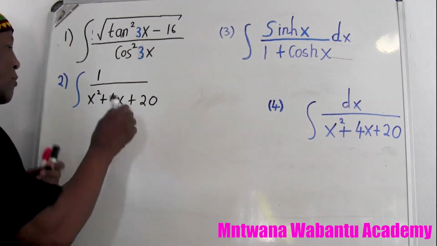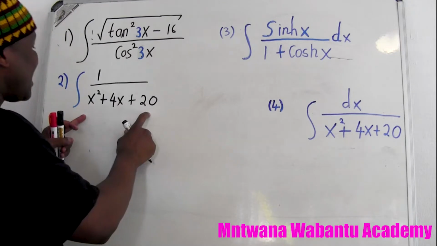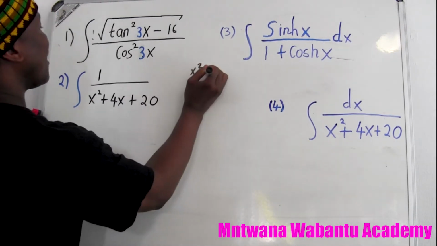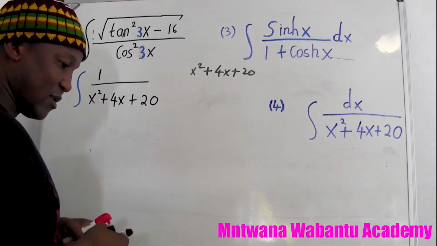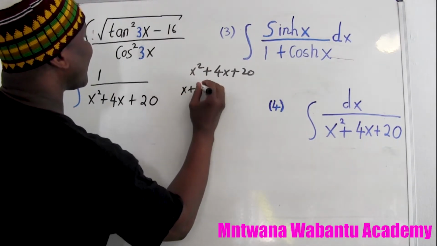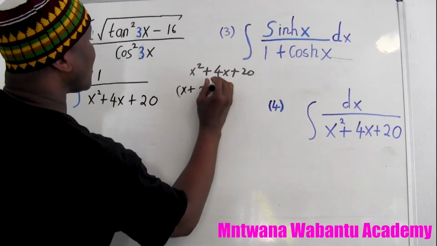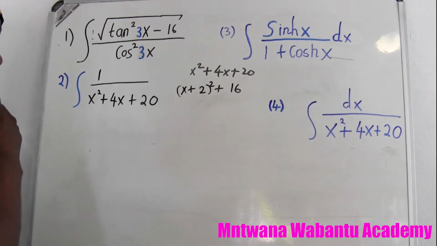So what I'm going to do, me personally, I'm going to do completing the square. How am I going to complete this square? This is x squared plus 4x plus 20. So if I complete the square, this is going to be x plus 2 squared plus 16. You can complete it slowly. I believe you know how to complete the square.